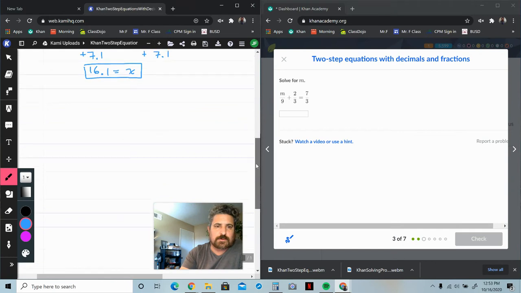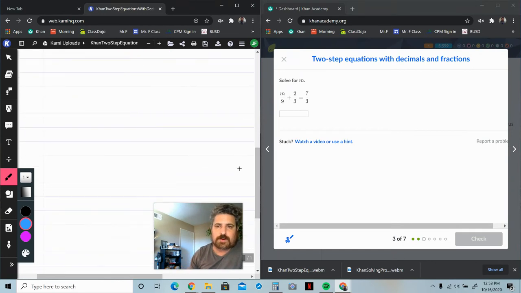All right, so the next problem here is m over 9 plus 2 over 3. So number 3 here is m over 9 plus 2 over 3 is equal to 7 over 3. Now whenever you're working with fractions, you have a choice. You can work with the fractions, just work with the rational numbers, or you can get rid of the fractions. So what I'm going to do on this problem is I'm going to show you two ways to do this problem.